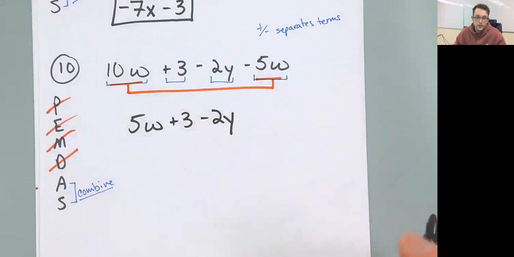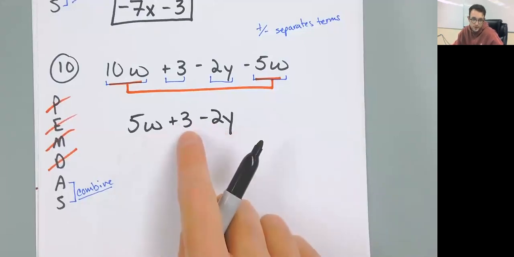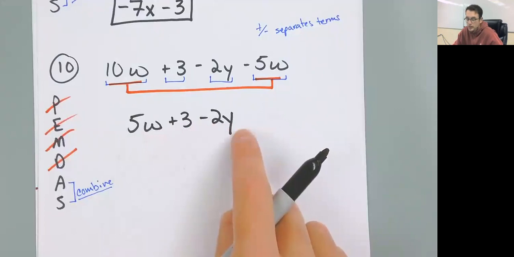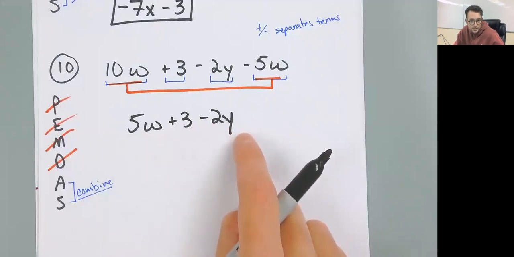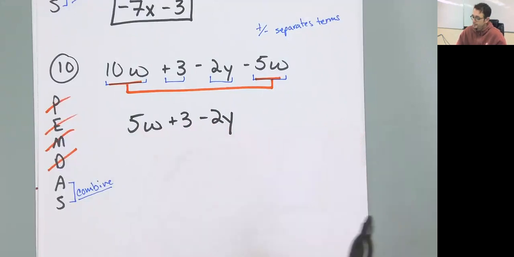How many of you think we are done? Can I combine any more like terms? There's nothing else with a W, there's nothing else without a variable, and there's nothing else with y. So I can't combine any more like terms. However, do all the variables come before no variables? Like, is it written in standard form? It's not.